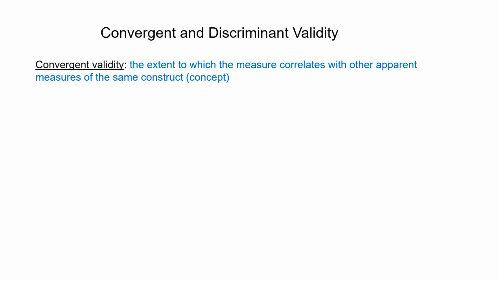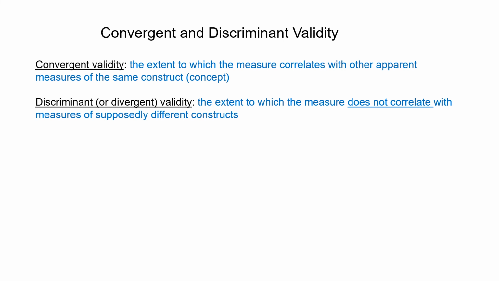Next, let's talk about convergent and divergent or discriminant validity. Convergent validity, as I said before, is the degree to which a measure correlates with other apparent measures of the same construct or concept. This is what we were just talking about before, as one of the parts of criterion validity is convergent validity. Does it measure what other measures of the same concept or construct measure?